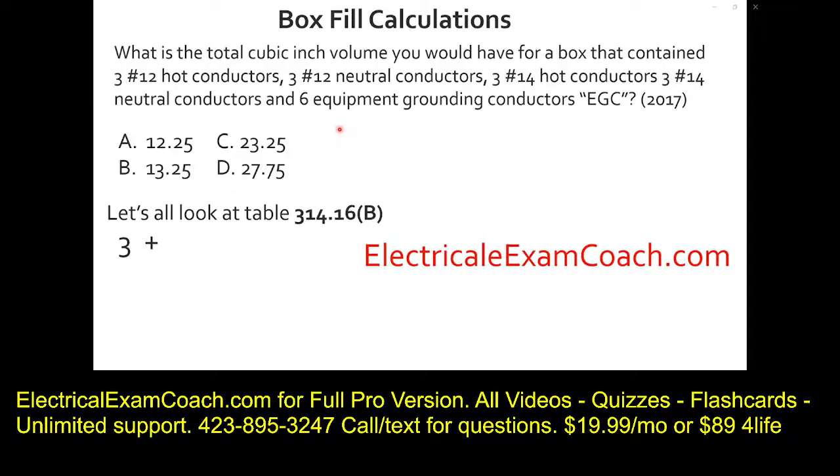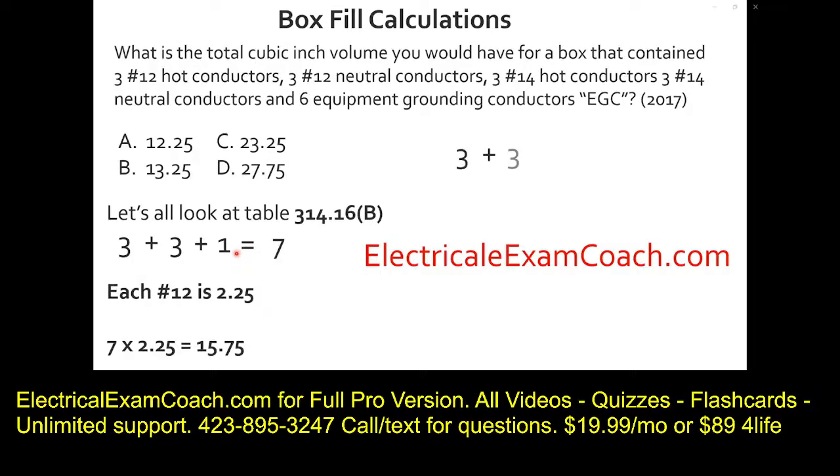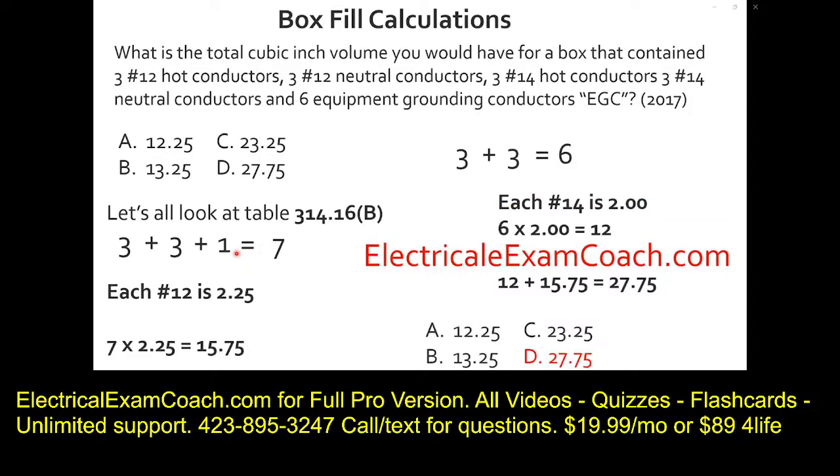We know we got 3 hots, we know we got 3 neutrals, and we're going to group all of those equipment grounding conductors, counting them as one with the largest, which happens to be 12. We bear that math out. Now let's deal with the 14s. We had 3 hots, 3 neutrals, and we don't have to deal with any grounds, they've already been dealt with. We bear that math out, total the two together, and we end up with 27.75 cubic inches.